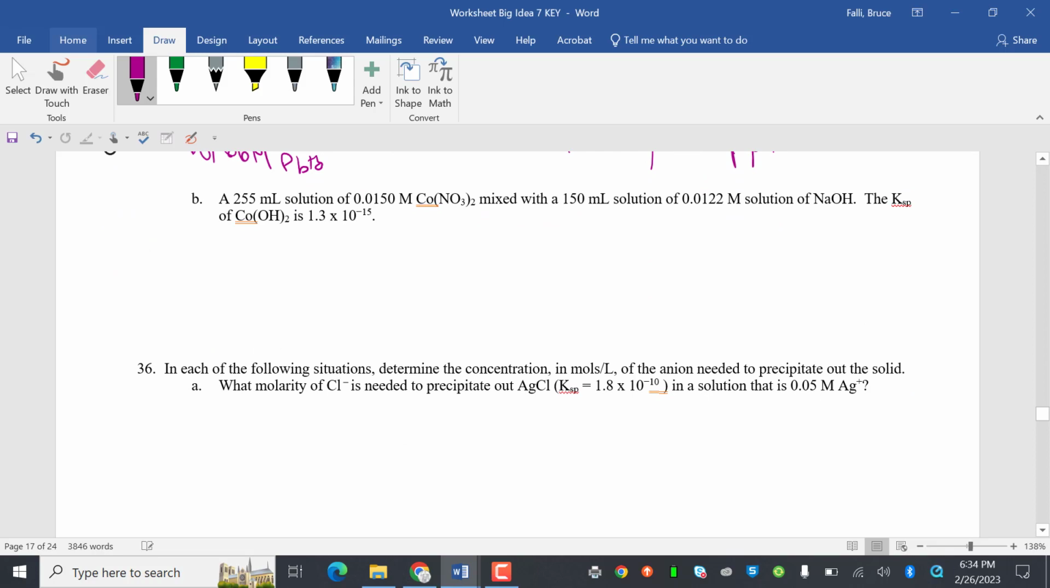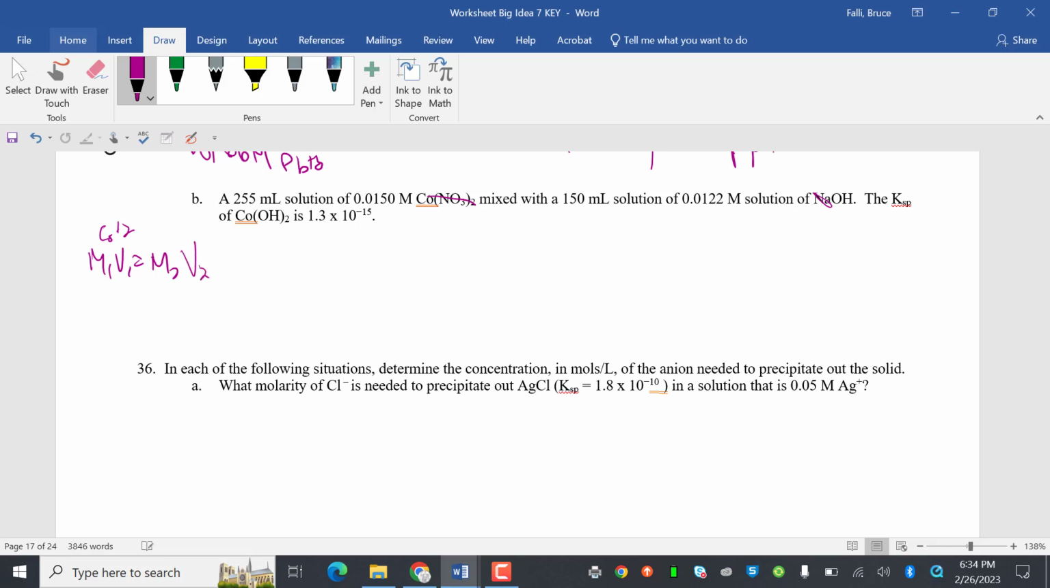All right. A 255 milliliter solution of 0.015 molar cobalt nitrate. Not going to worry about nitrate. Is mixed with a 150 milliliter solution of sodium hydroxide. Not going to worry about sodium. Ksp for cobalt hydroxide is that. So again, we've got to do our M1V1 equals M2V2.